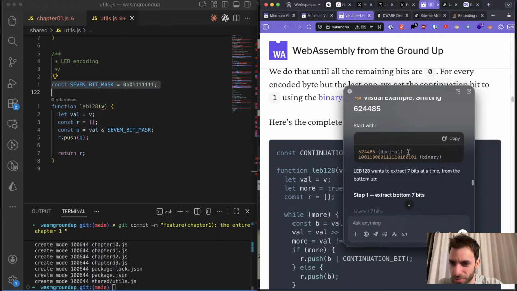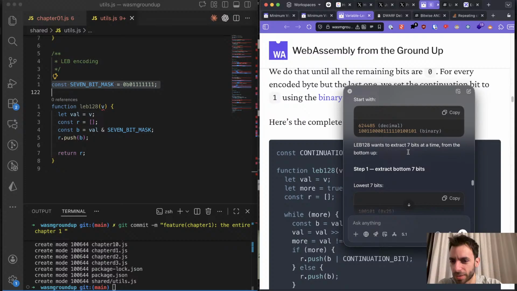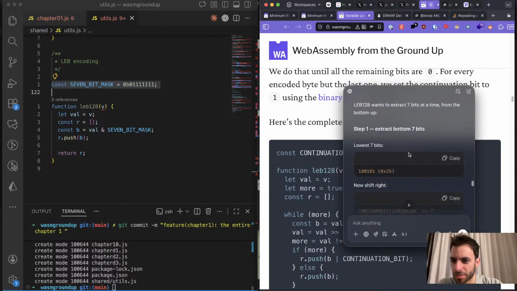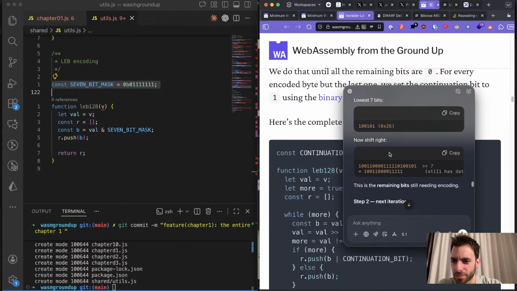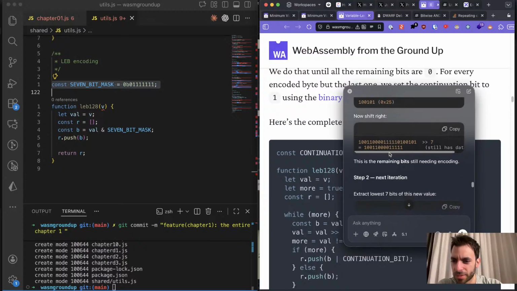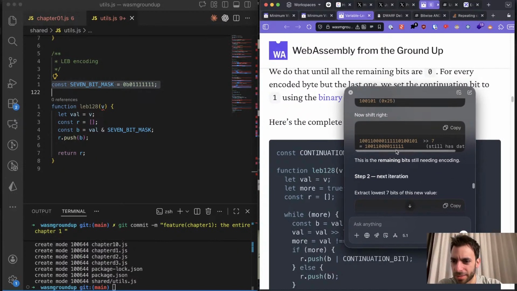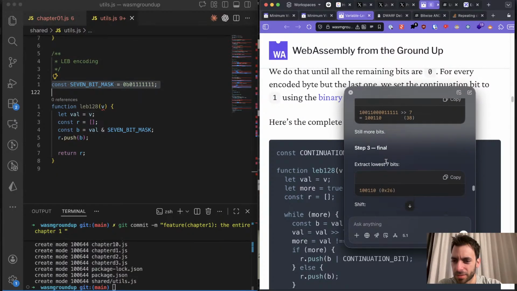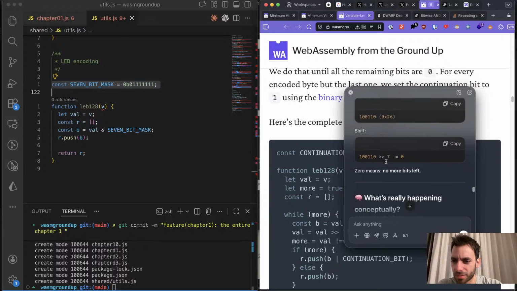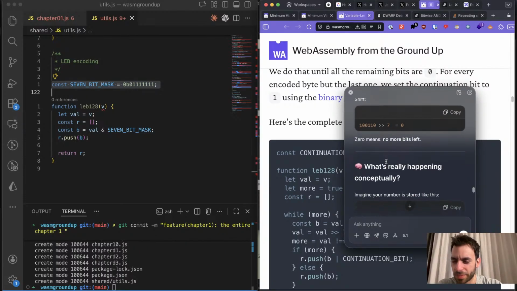Okay, this is the visual example that I wanted. So there's a decimal number. I don't know why it's decimal, but it looks like an integer, but whatever. Extract bottom 7 bits. And this is the hex format. 100101, 0x25. Now shift to the right 7 bits. Still has data, right? Remaining bits still needed encoding. Next iteration. Step 3 final, extract the lowest 7 bits. 0 means no more bits left.